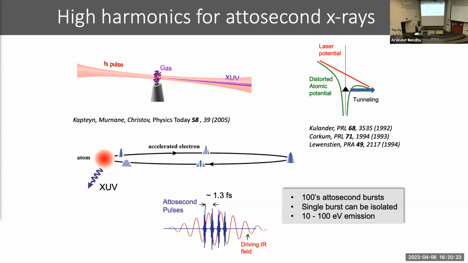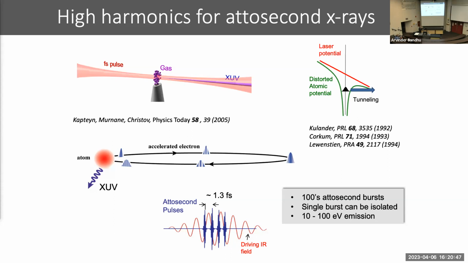The reason is that this process occurs every half cycle. The laser field changes its sign every half cycle. The electrons keep going out, coming back. And one half cycle is 1 femtosecond. So these bursts of radiation that are produced are less than that 1 femtosecond duration. So these are attosecond bursts.